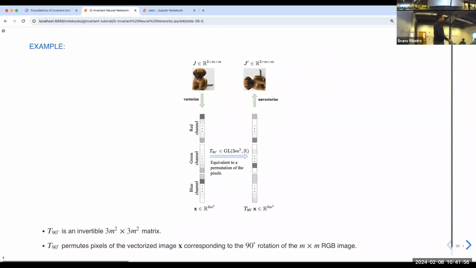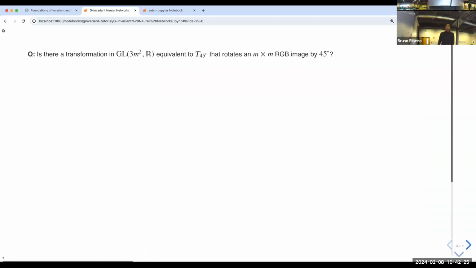So the 90-degree rotation of our image is a linear transformation. We vectorize the input, we apply this matrix, and we get a new vector, and if we unvectorize it, we get the rotated image. This matrix here is invertible. And you can see that this matrix is quite large, right? It's a large matrix.